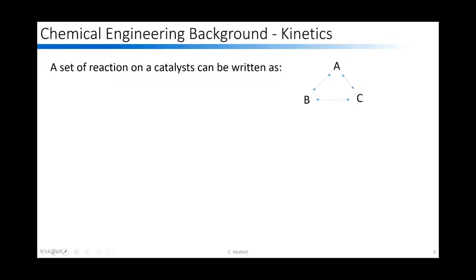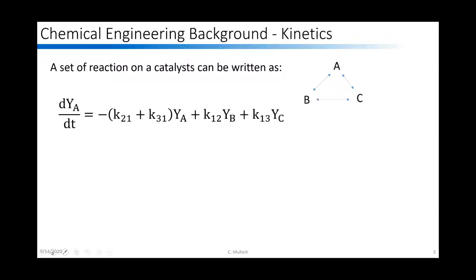Let's provide a little context before we jump in. So particularly in chemical engineering, we often have sets of chemical reactions, not just a single chemical reaction. So let's say we have a chemical reactant, and it can convert from, say, species A to species B. Species B can convert to species C, and species C can back convert to species A.